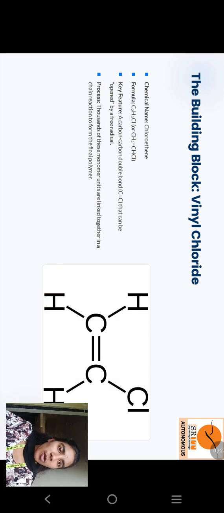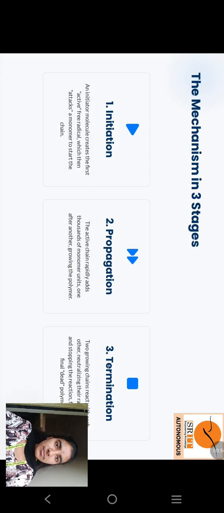Let's see the building block, vinyl chloride. Vinyl chloride's chemical name is chloroethene. The formula of vinyl chloride is C2H3Cl, or CH2=CHCl. The key feature is a carbon-carbon double bond that can be opened by a free radical. Process: thousands of these monomer units are linked together in a chain reaction to form the final polymer.